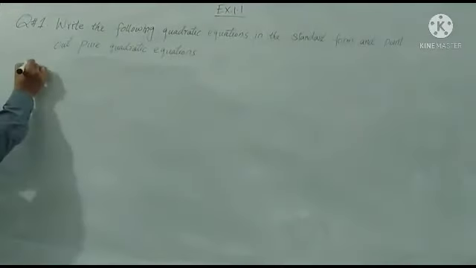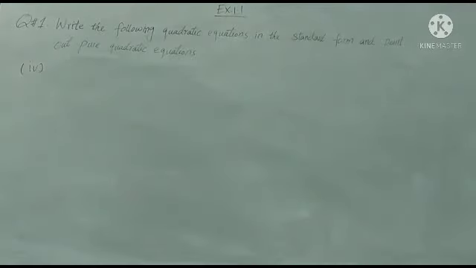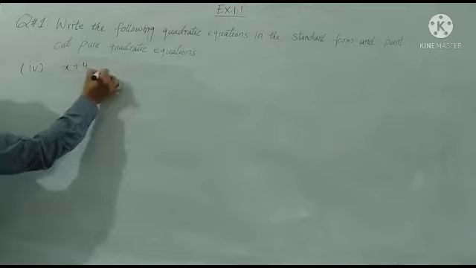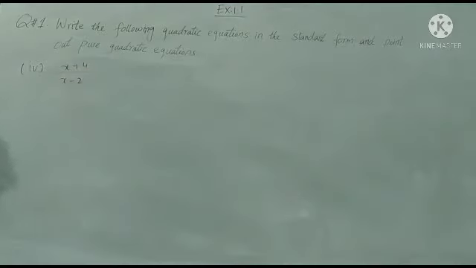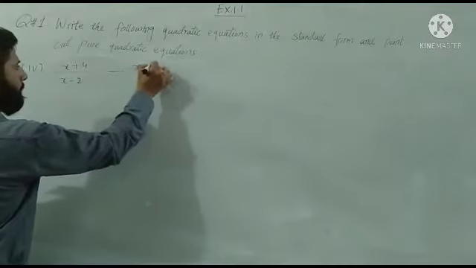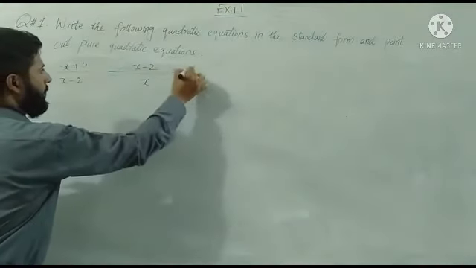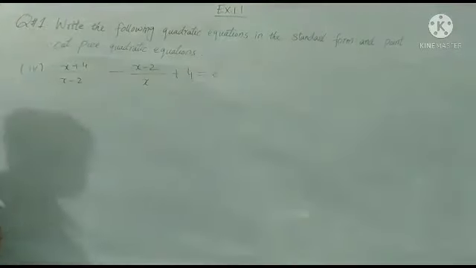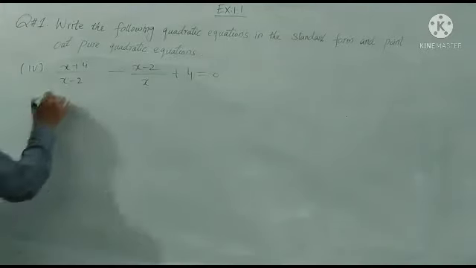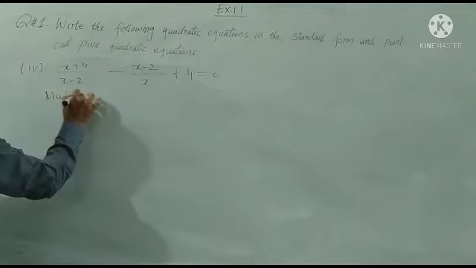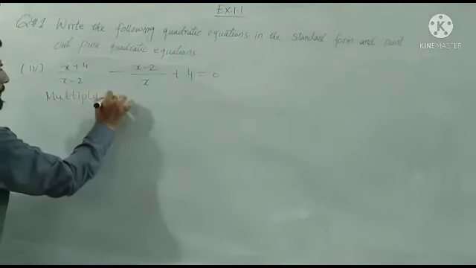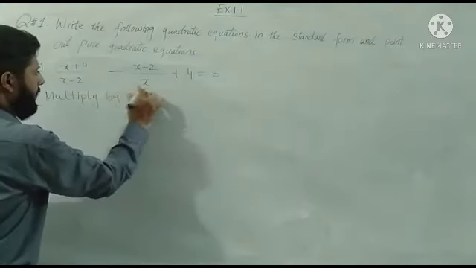Now to the next part, the fourth part is given to us, that is x plus 4 over x minus 2, minus x minus 2 over x, plus 4 is equal to 0. Now the denominator is x into x minus 2, so we will multiply here by x into x minus 2.